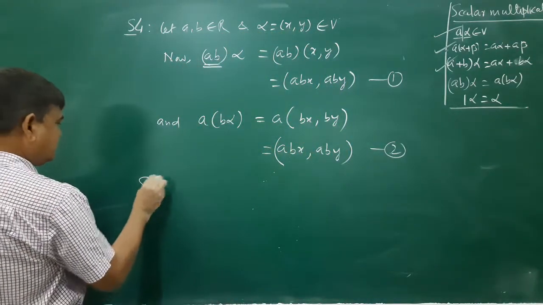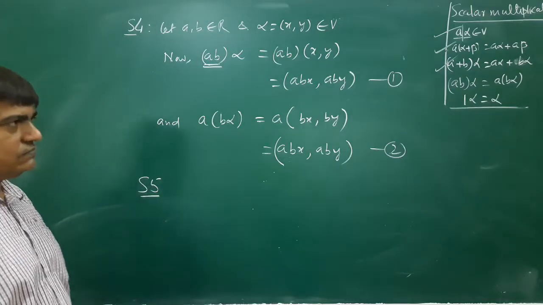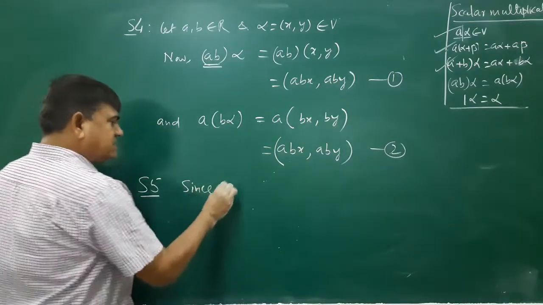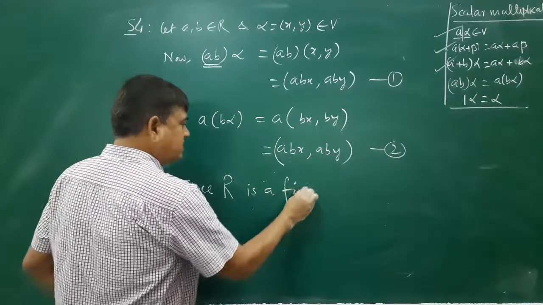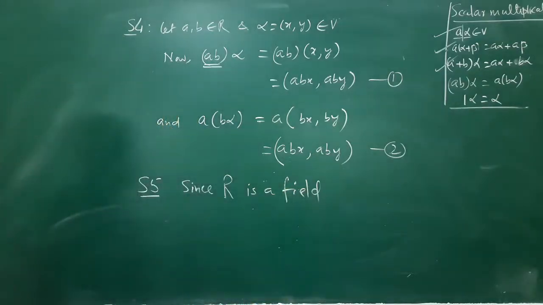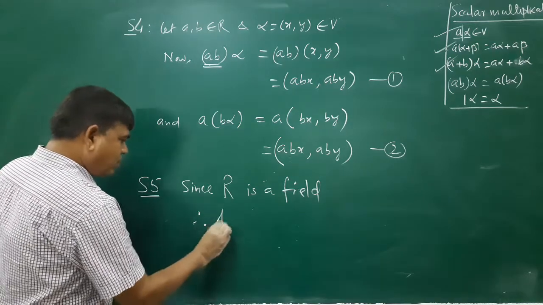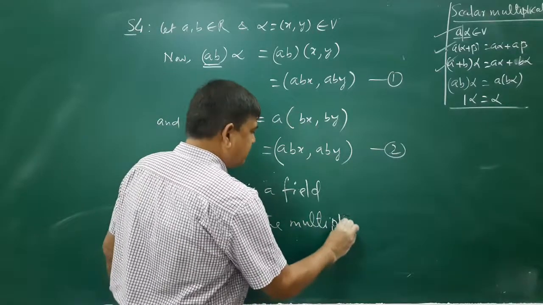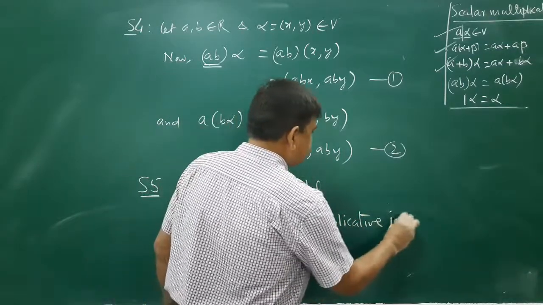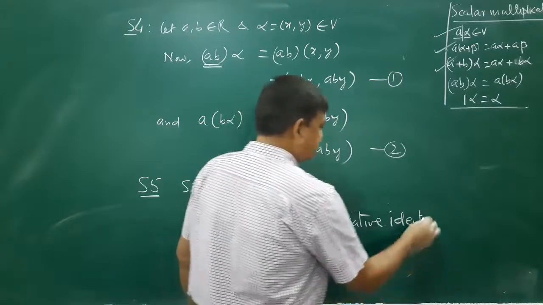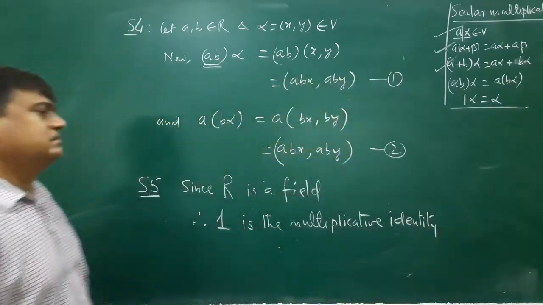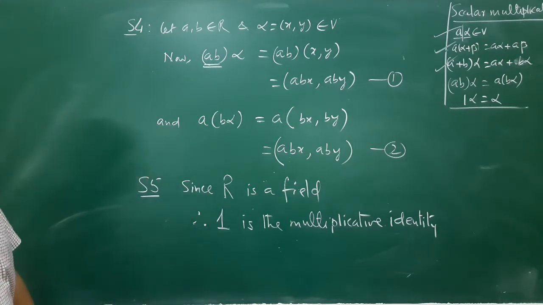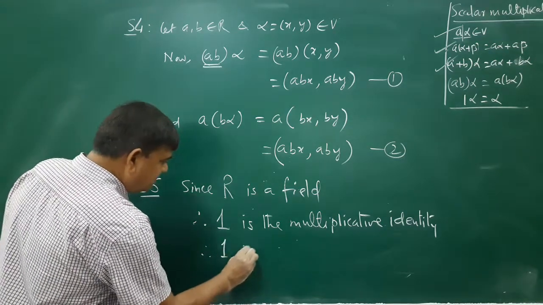And the last, that's 5. Since R is a field, therefore 1 is the multiplicative identity. That means 1 is a scalar.